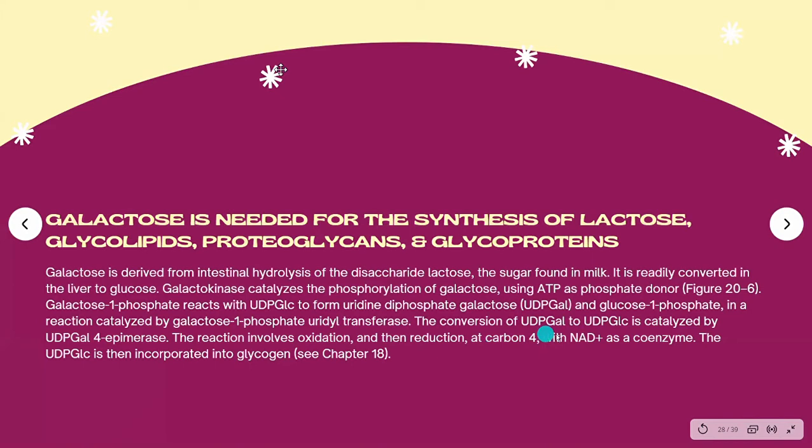The conversion of UDP galactose to UDP glucose is catalyzed by an epimerase, 4-epimerase. That means the 4th carbon atom. The reaction involves oxidation then reduction at carbon 4 with NAD as the coenzyme. UDP glucose is then incorporated into glycogen through glycogenesis.